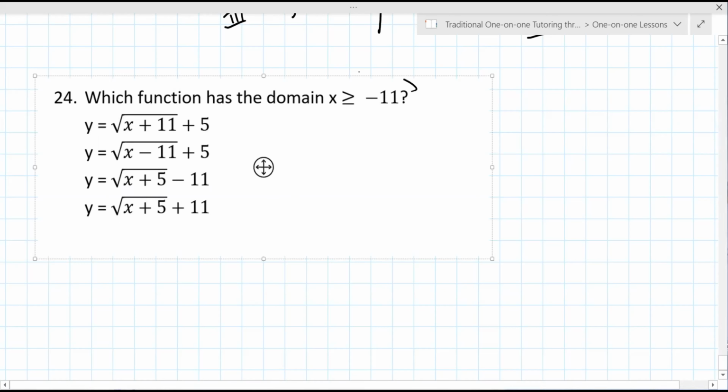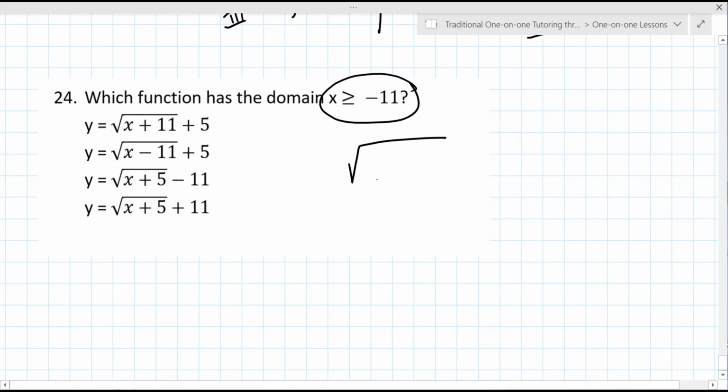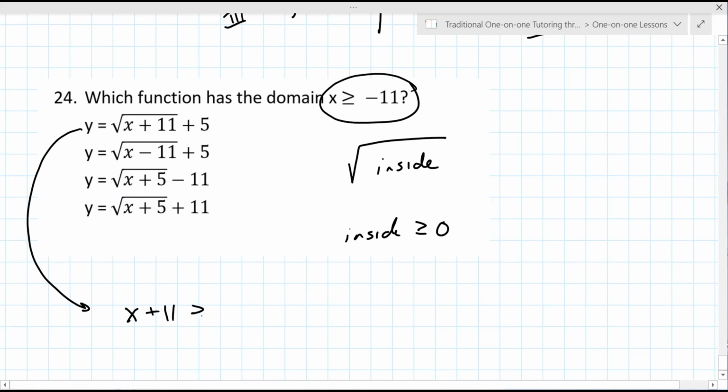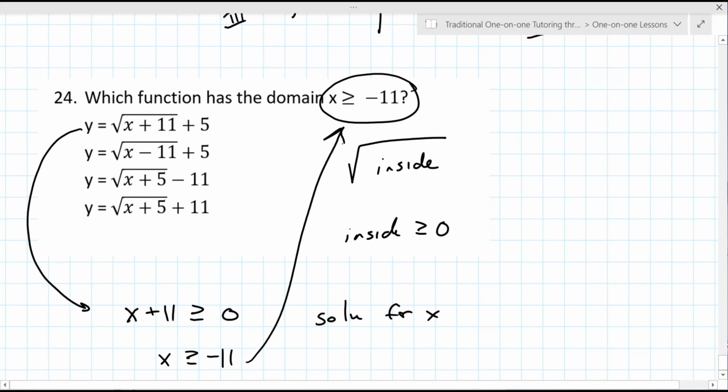Oh, fine. So the domain here, the domain of all square roots, you take this inside part, whatever it is, and you set this inside greater than or equal to zero. So okay. This is the correct answer, but I'll show you why. You set x plus 11 greater than or equal to zero, and you solve for x. So you end up getting this right there. But why would we add 5? That's irrelevant. You don't. It's not important. It's a distraction.